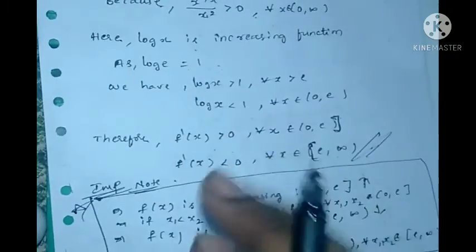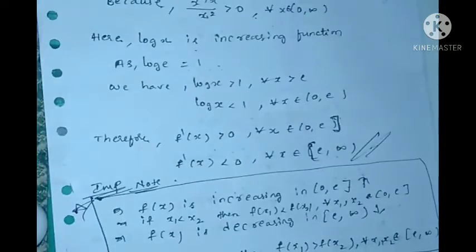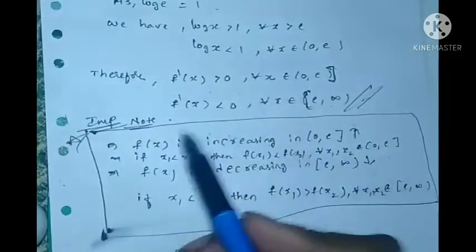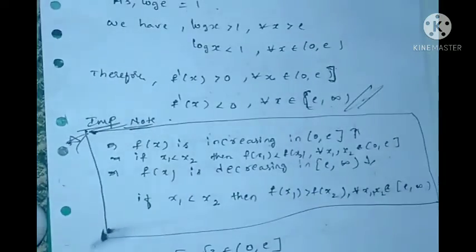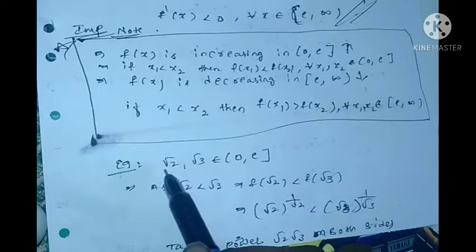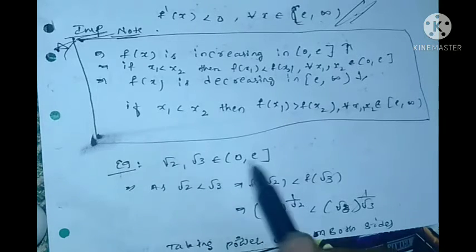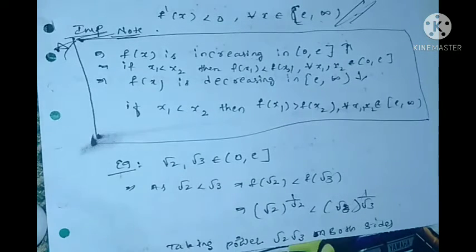You only remember this note. We need not remember all this proof. Only remember this note. That's enough for exam purposes. This is the important note. For example, we see this. We take root 2 and root 3, and we have to prove which number is greater.